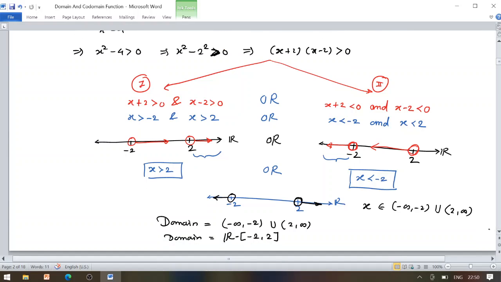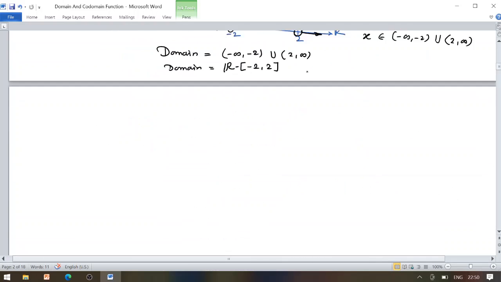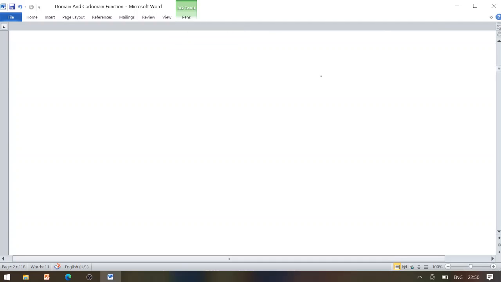Now look at the next question we are having. It is of the form, we will consider the function f of x equals root of 16 minus x square. f of x equals root of 16 minus x square. So again let us assume that y equals the given function root of 16 minus x square. So that implies y square equals 16 minus x square.